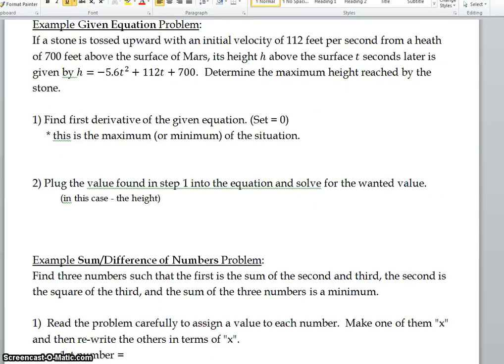All right, third one. This is a physics situation where they're going to give you an equation, so it's actually quite easy. A couple of things I want to point out when you look at your equation: if I were asked to write this equation, it's fairly simple, because my initial velocity of 112 feet per second, that's how hard I throw this stone. That's always your linear piece when you write this equation.